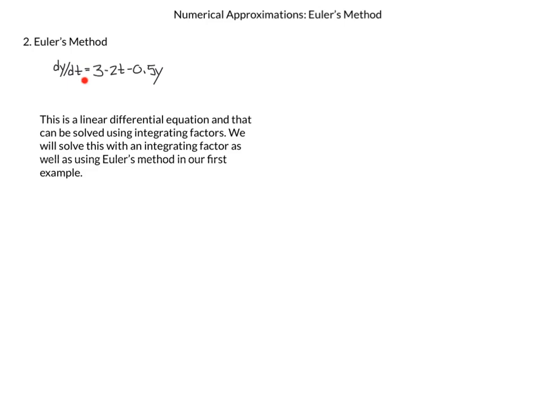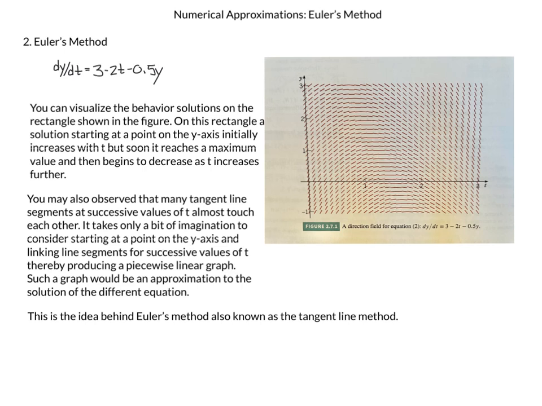So we have dy/dt equals 3 minus 2t minus 1/2 y. You can see this is a linear differential equation, and it can be solved because it's linear using integrating factors. We will solve this both by using integrating factors and Euler's method as our first example. We will start to get a feel for what Euler's method is doing by looking at the graph of some of our solutions to this equation.